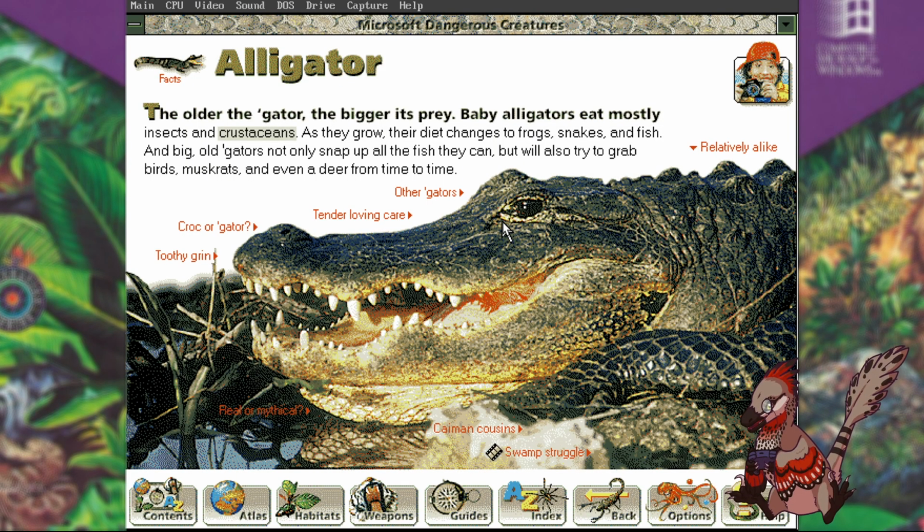The older the gator, the bigger its prey. Baby alligators eat mostly insects and crustaceans. As they grow, their diet changes to frogs, snakes, and fish. And big, old gators not only snap up all the fish they can, but they will also try to grab birds, muskrats, and even a deer from time to time. Oh my goodness, I didn't think they would actually eat deer. That's terrifying. All right.